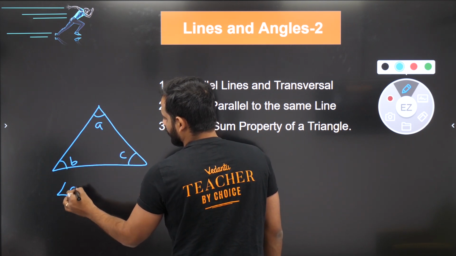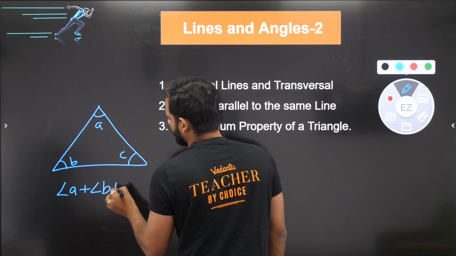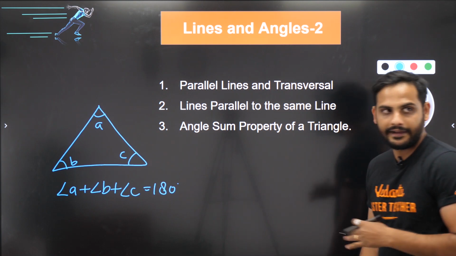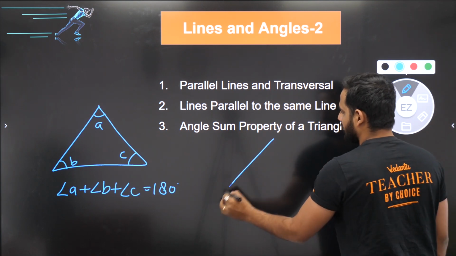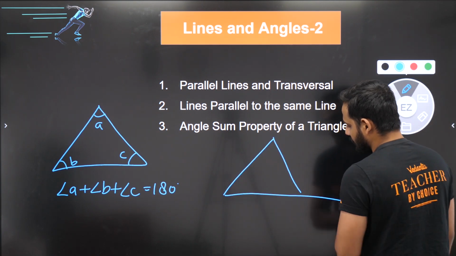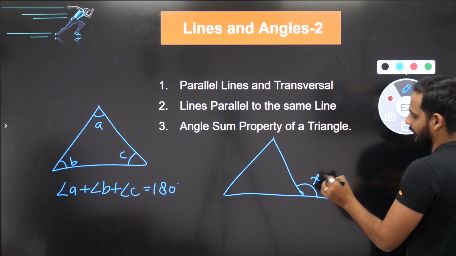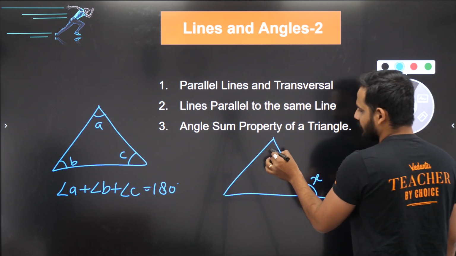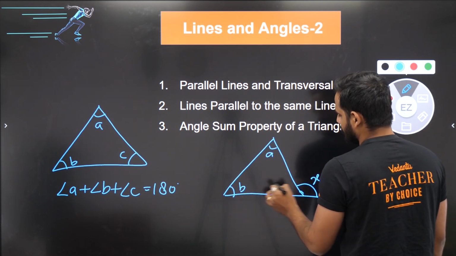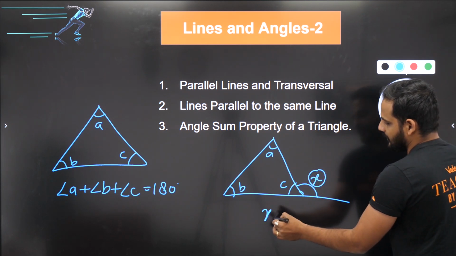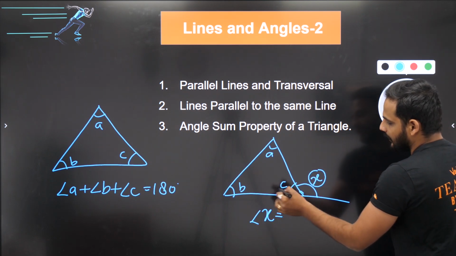So I can say that angle A plus angle B plus angle C is equal to 180 degrees. This is the first theorem, the triangle's angle sum property. The second theorem is that if I have a triangle and this is an exterior angle X, and this is A, this is B, this is C, then this X will be equal to the sum of the other two interior angles.